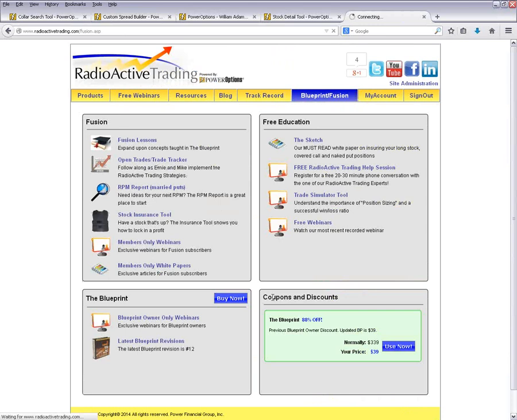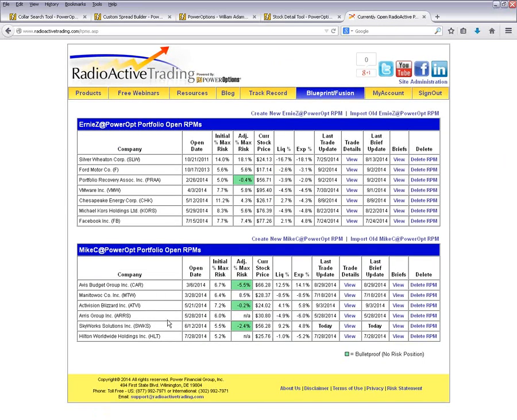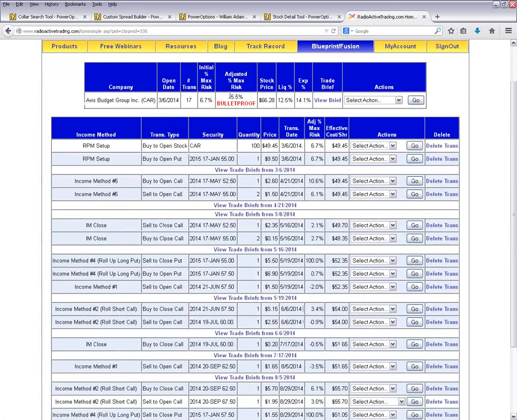Let's go to the open trades for Fusion. I'm going to go to the Avis portfolio, the Avis position here. This might give us a good enough view. This position's bulletproof. I can't lose on this position. Even if the stock dropped to $1 per share tomorrow, I'm still guaranteed to make 5.5%. This position was opened on 3/6. And the first adjustment I did was on April 21st.